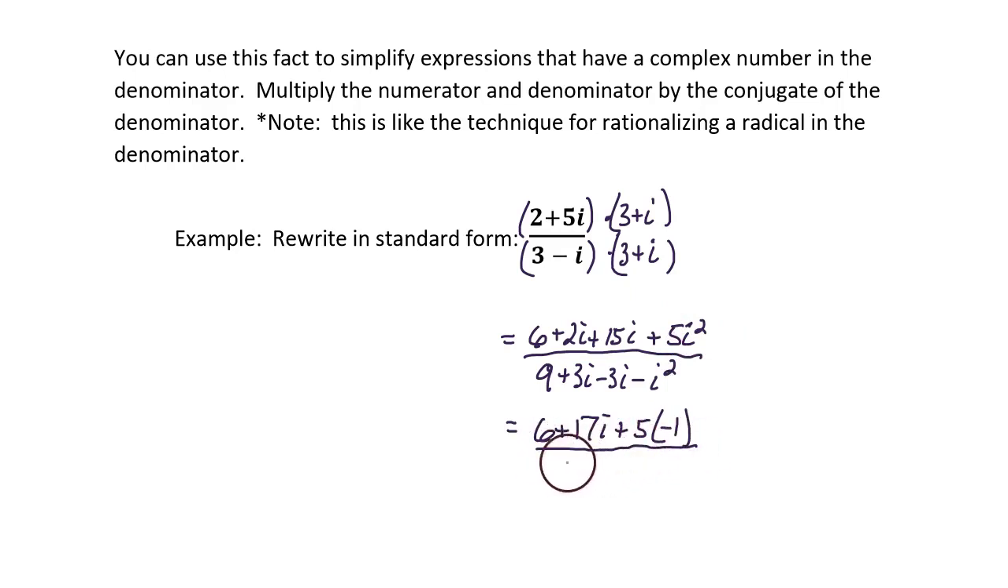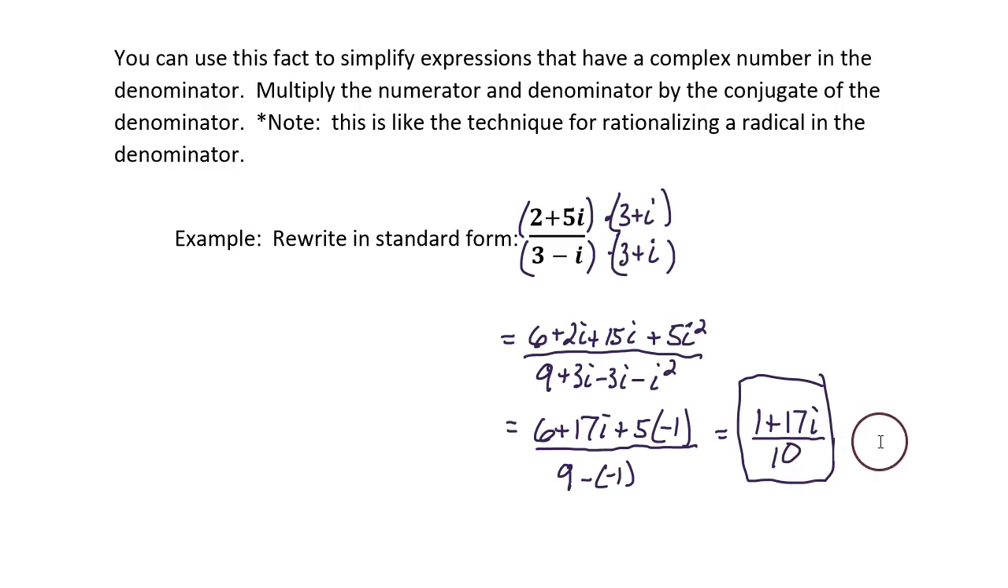Down in the denominator, let's do some combining. 9, and then those i's cancel away, and then we have negative of negative 1. The final result is 1 plus 17i all over 10. We removed the imaginary from the denominator, so now it's simplified.